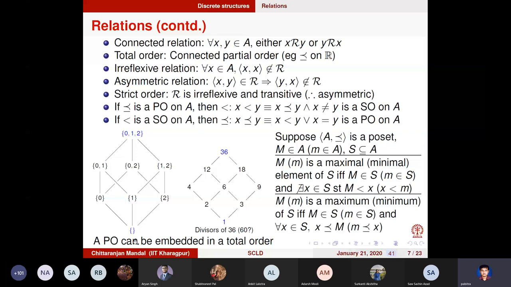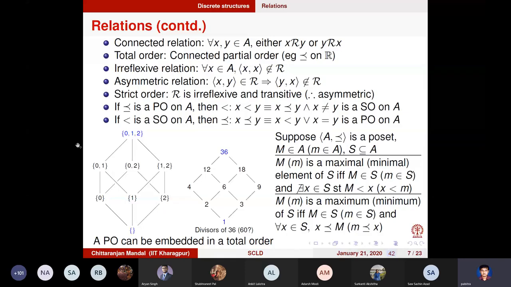If we replace this strict relation by a partial order, that is the less than or equal to relation, instead of the maximal element you get the maximum, and correspondingly the minimum element. So capital M is a maximum element of a subset S, and similarly small m is a minimum element of the subset S, if for all x, you take any x, in the partial order it is less than or equal to capital M and similarly greater than or equal to small m.